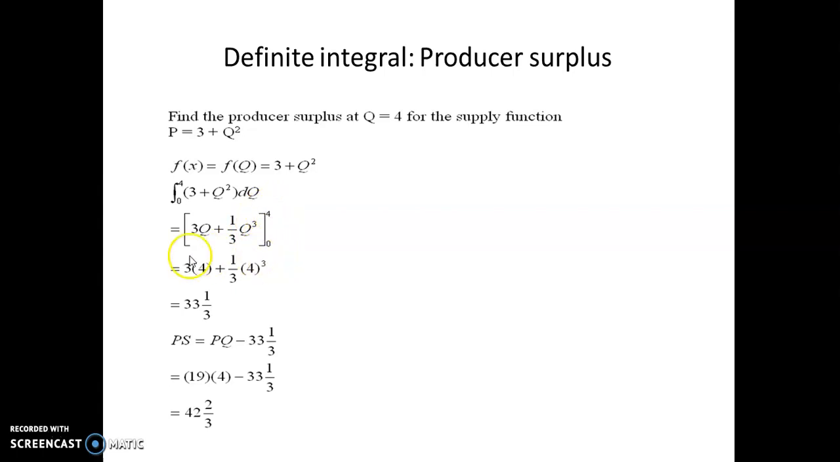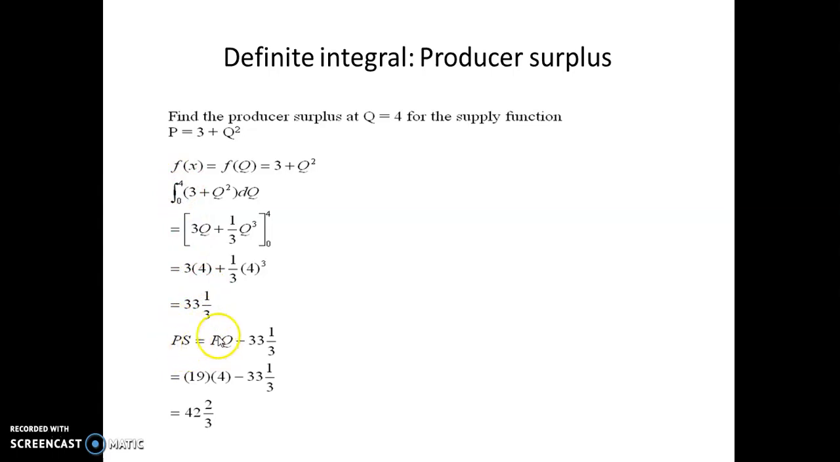And therefore, if I evaluate at my upper limit first, I substitute the 4 in wherever I see a q, and I determine that it is 33 and a third. Of course, you evaluate at the lower limit, it's simply minus 0. So therefore, the area beneath the supply function between the limits of 0 and 4 is simply 33 and a third. However, my producer surplus is above the supply function, but below the price.